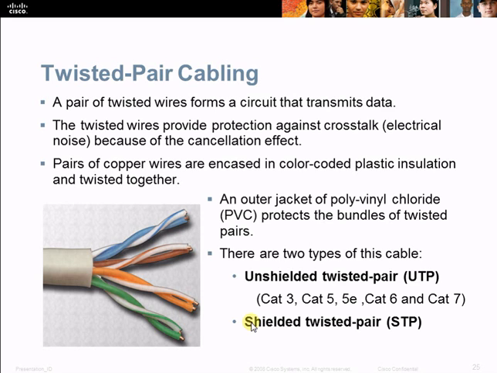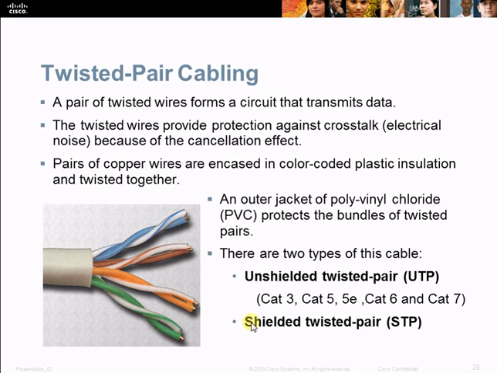The twisted wire provides protection against crosstalk, so it's really important that the wire in there is twisted. It causes a cancellation effect. The pairs of copper wires are encased in a color-coded plastic insulation and twisted together. So usually there's green, green-white, orange, orange-white, brown or red-white type, and then blue, blue-white. And it's usually a polyvinyl chloride that coats it.